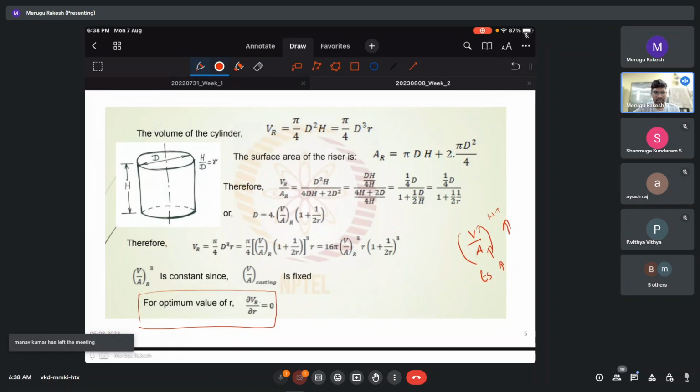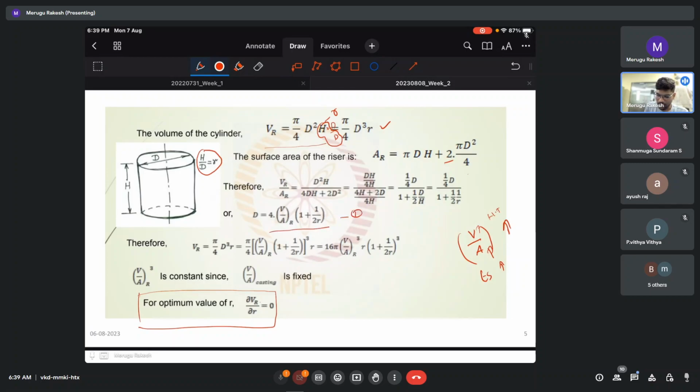We will have so many problems coming up, and we can discuss everything. Right now, let us take a simple cylindrical riser. VR is pi by 4 d square h. Here we are taking h by d as r. So we multiply and divide by d, and we get pi by 4 d cube into r. Then the surface area is pi d h, that is the lateral surface area, plus the top and bottom surface area, that is pi over 4 d squared multiplied by 2. Therefore, if you take the V by A ratio, it is going to give you this value.